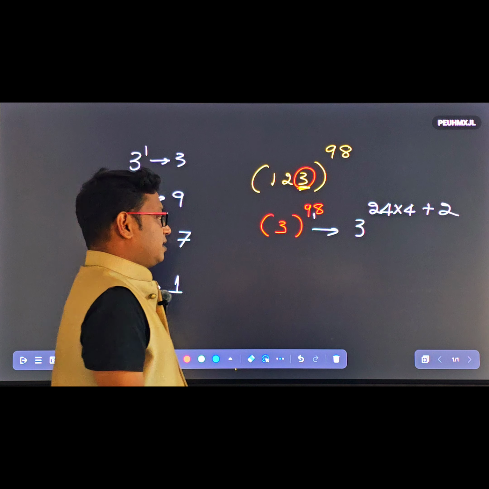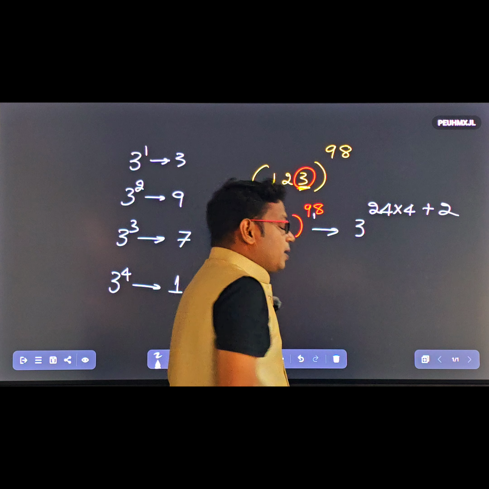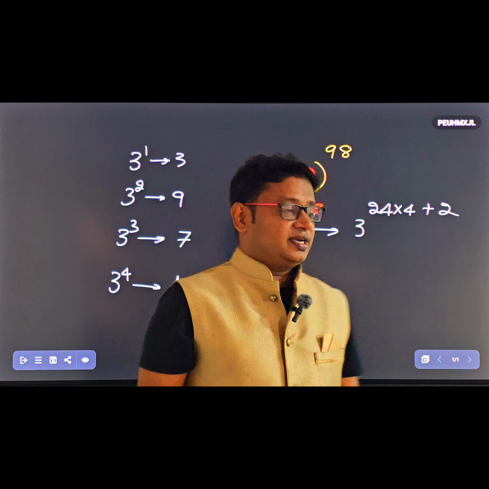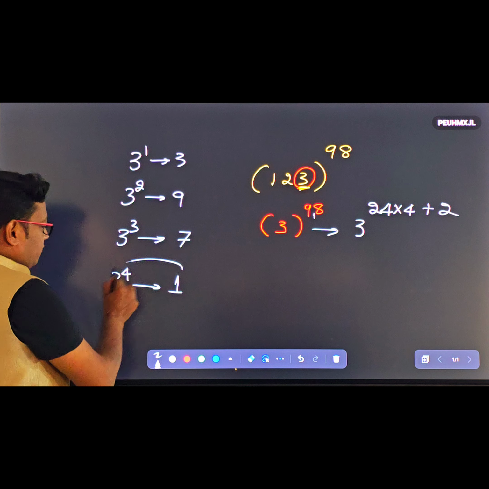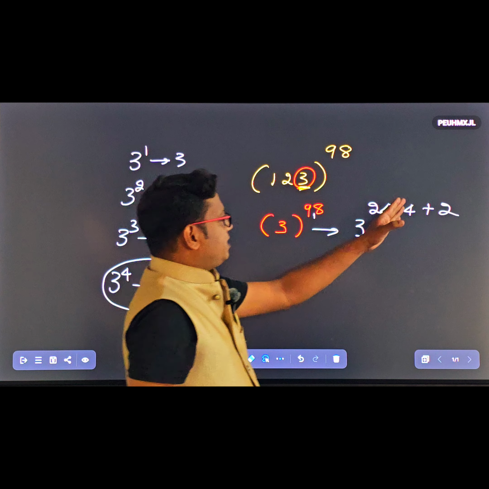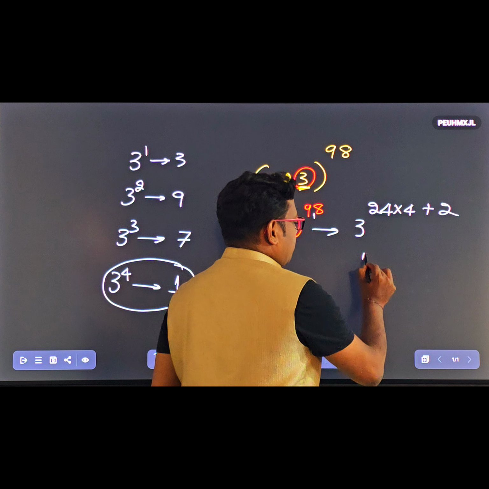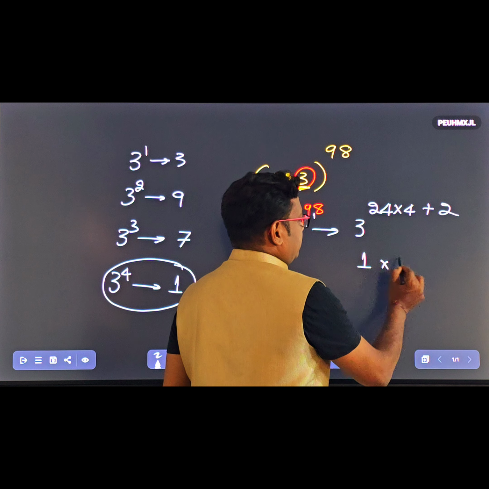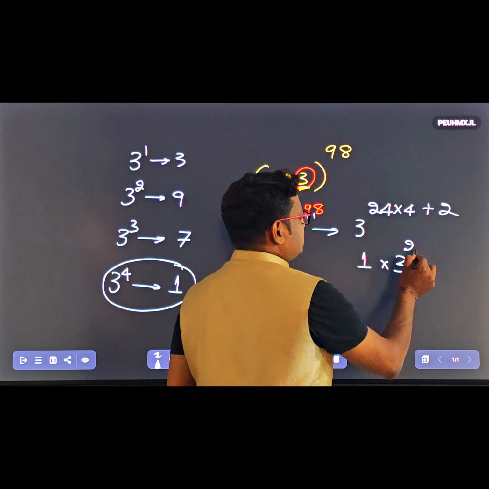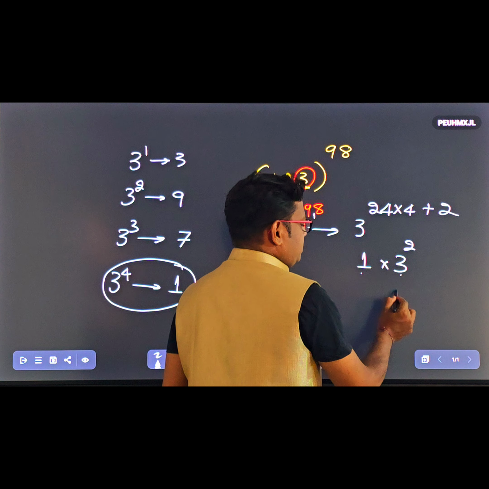Yes or no? Yes. I know 3 power 4 is 1, my dear friends. See, 3 power 4 is 1. 4 multiplied by anything will be having 1 in the units place. That into 3 square. What is 3 square? 9. 9 into 1 is 9.